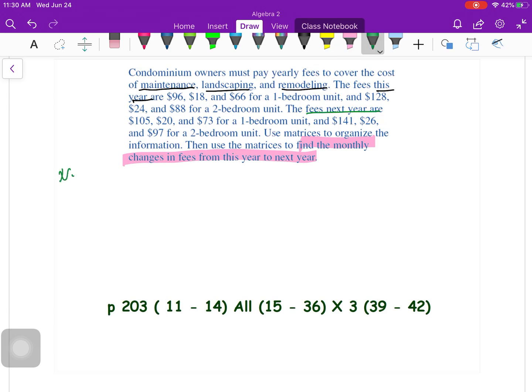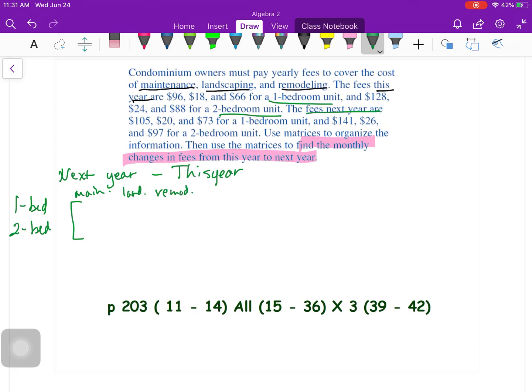So if I'm going to find a change, I'm going to have to subtract. So I'm going to take next year and subtract this year. And I see that I had one-bedroom and two-bedroom units. And I had the three costs of maintenance, landscape, and remodeling. And this should organize my matrix.